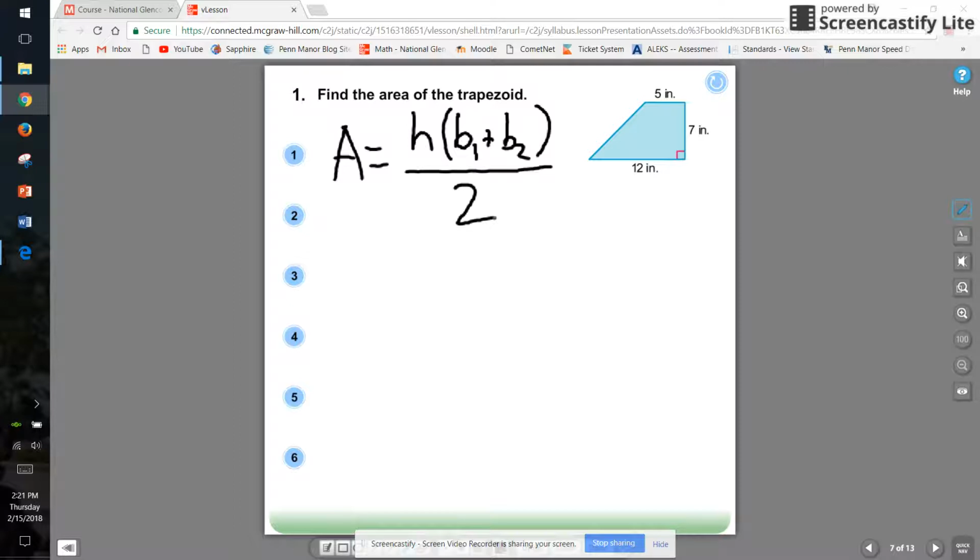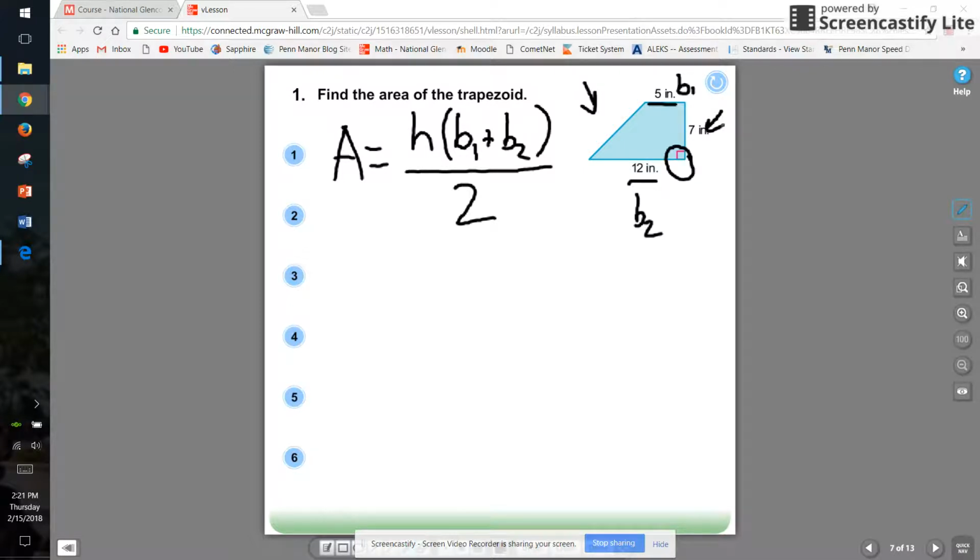When I look at all the pieces of our trapezoid over here, I see this symbol here, our right angle symbol, which touches both the height and a base. But in this case, there's two bases. There's one that's 12 inches and one that's 5 inches. This would be B1, and this is B2. So as I'm plugging numbers into a formula, that's what those are. And then over here, our height is 7 inches.